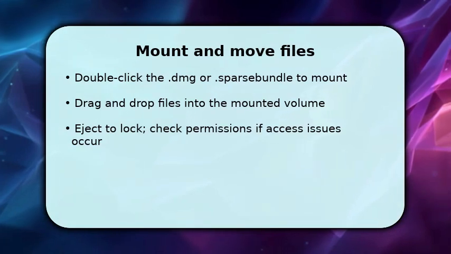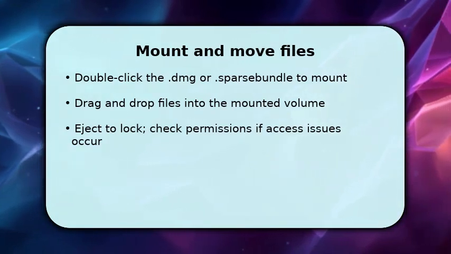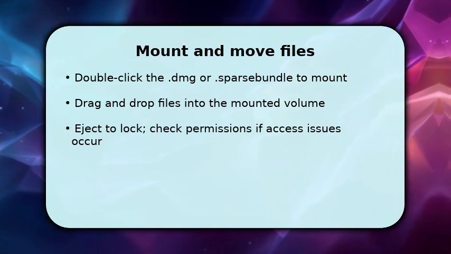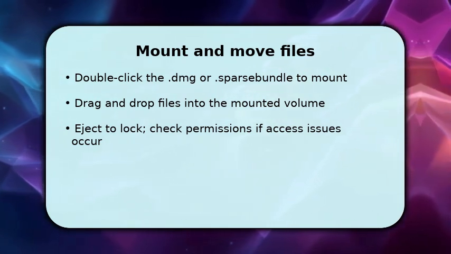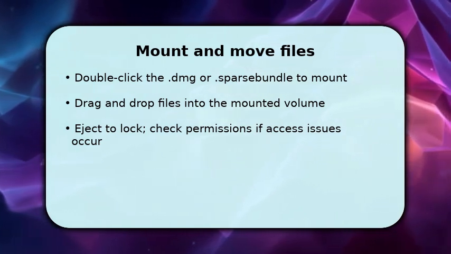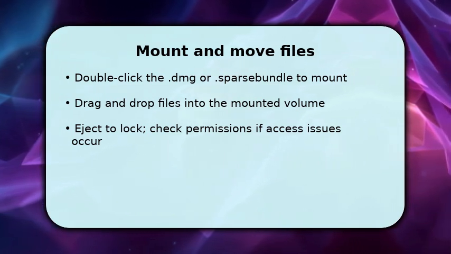After creating the image, mount it by double-clicking the new DMG or sparse bundle and enter the password you set. You can now drag and drop files into the mounted volume just like a normal folder. Organize with subfolders if helpful, and adjust Finder View to confirm items copied.